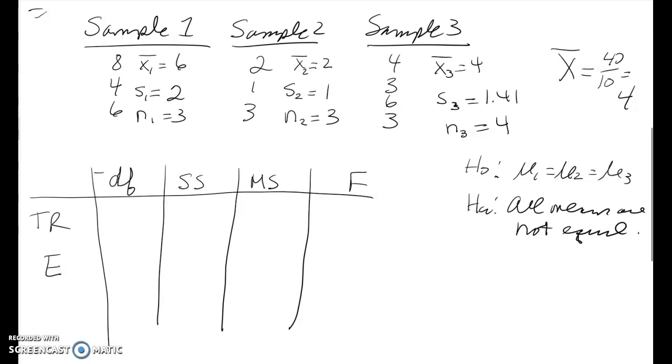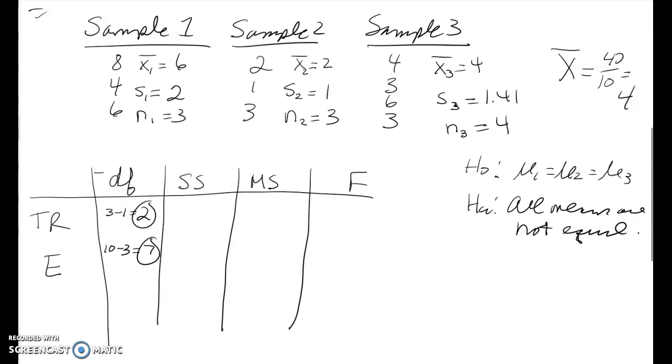All right, so let's start with degrees of freedom. Your degrees of freedom for the treatment is k minus 1. That's the degrees of freedom of the numerator. There are 3 samples, so it's 3 minus 1, and it's 2. Degrees of freedom for the error is n minus k. There is a total of 10 altogether, minus 3 populations, so that's going to be a 7.